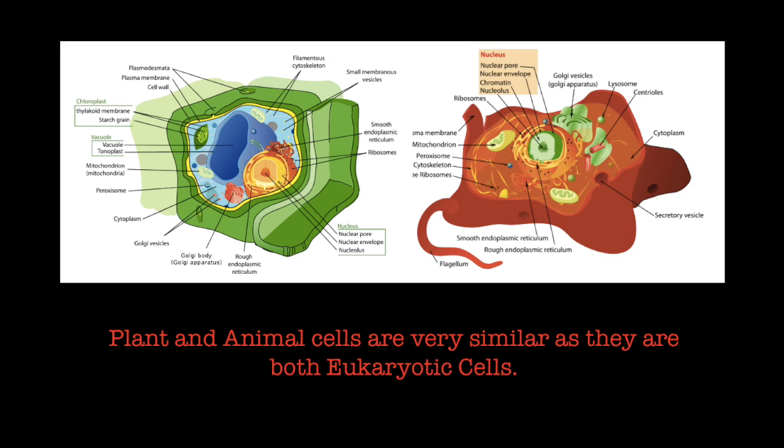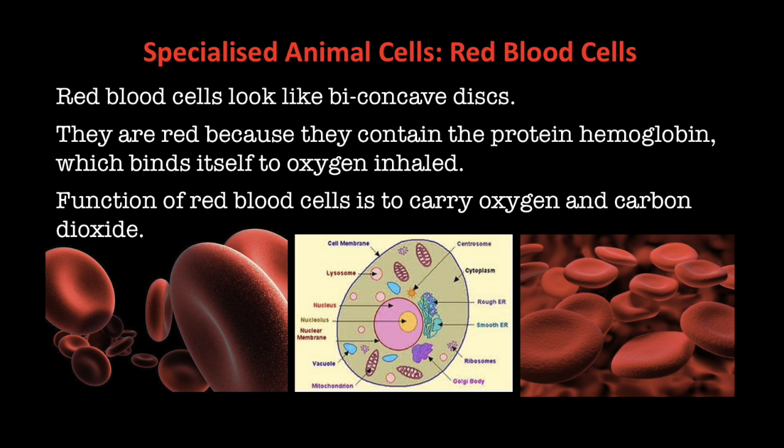Plant and animal cells are very similar because they are both eukaryotic cells. They both contain organelles such as a nucleus, Golgi apparatus, mitochondria, and endoplasmic reticulum. There are some cells that are only unique to either plants or animals. These are called specialized cells. Red blood cells are specialized animal cells and are shaped like biconcave discs, which are similar to the shape of a donut but without the hole in the middle.